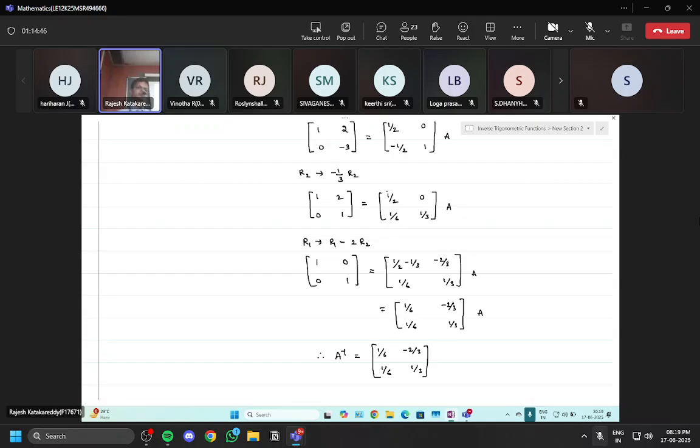Then write, please. See, the same thing, if you want to use column transformations, elementary operations on only columns. Here we wrote A is equal to identity into A; just interchange identity and A. A is equal to A into identity. On the right hand side, you keep A in the same way, identity you substitute, and apply operations on both sides. You are creating identity is equal to A into B, and that B is the inverse of the matrix. Order 3 also we can do in the same way. We'll do one for order 3 as well.